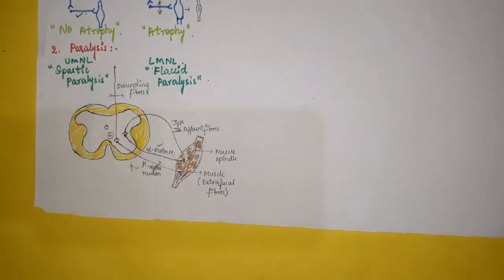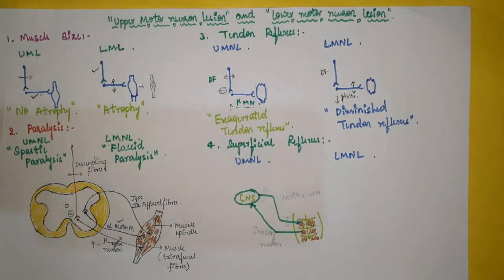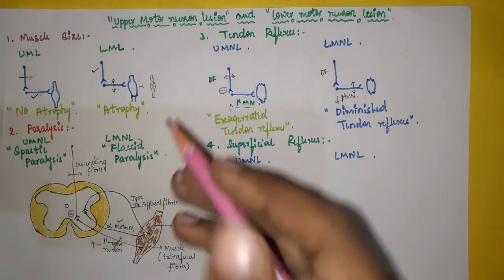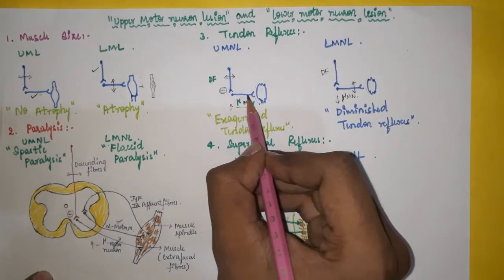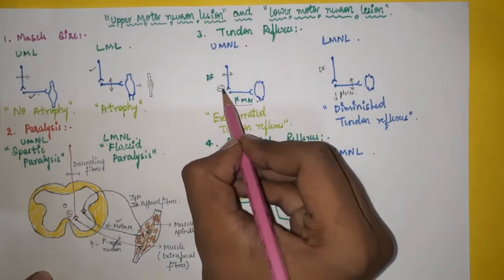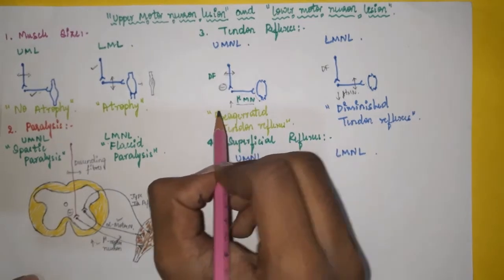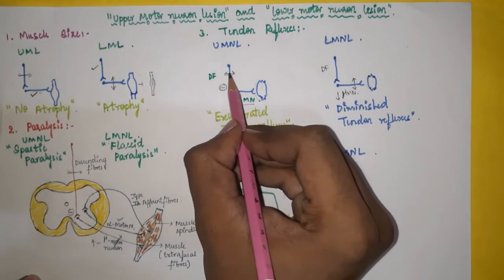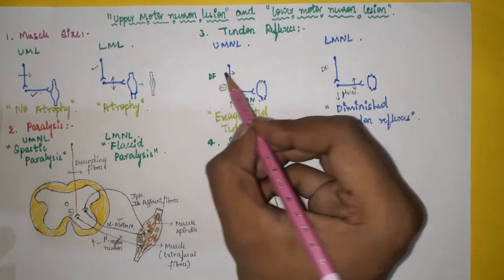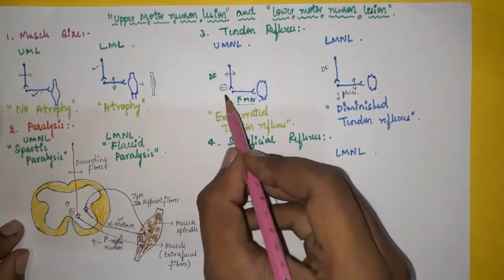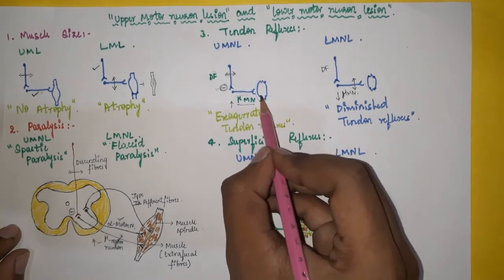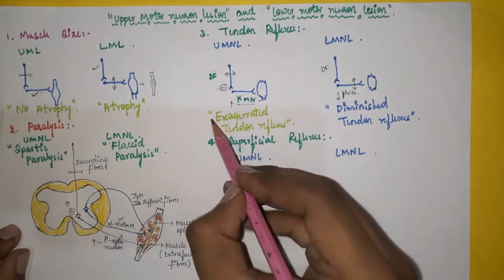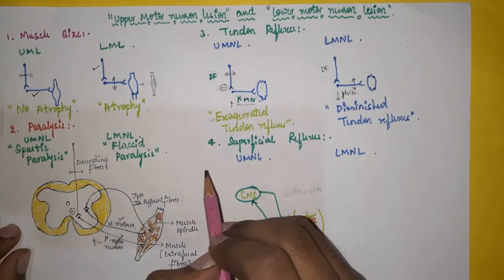Now, what happens to the tendon reflexes in upper motor neuron lesion and lower motor neuron lesion? In upper motor neuron lesion, this is the descending fiber, this is the gamma motor neuron, and this is the muscle. Usually, descending fibers inhibit the gamma motor neuron. If the descending fiber is damaged, then there are no neurons to inhibit the gamma motor neuron. What happens? The sensitivity of this muscle will increase, resulting in exaggerated tendon reflexes.